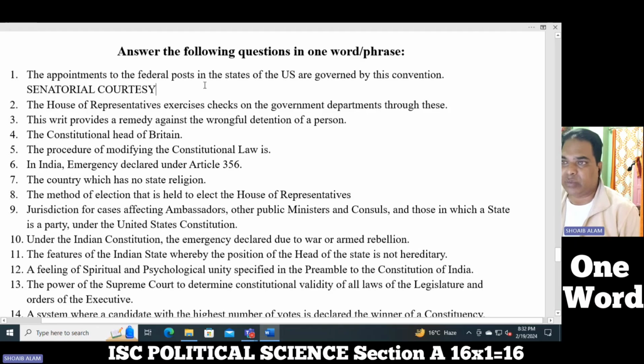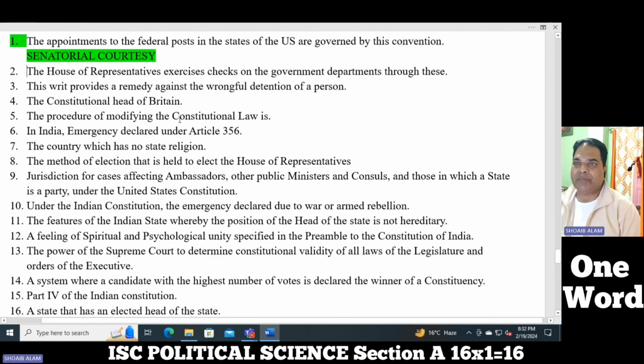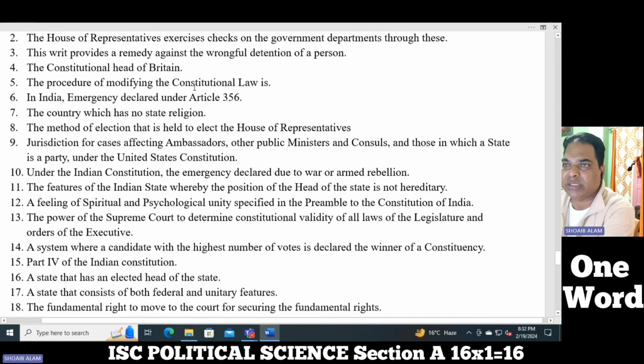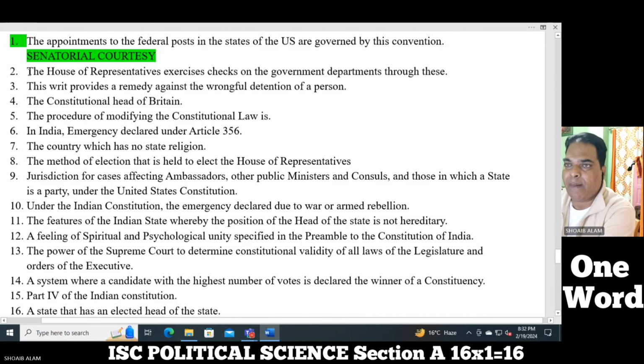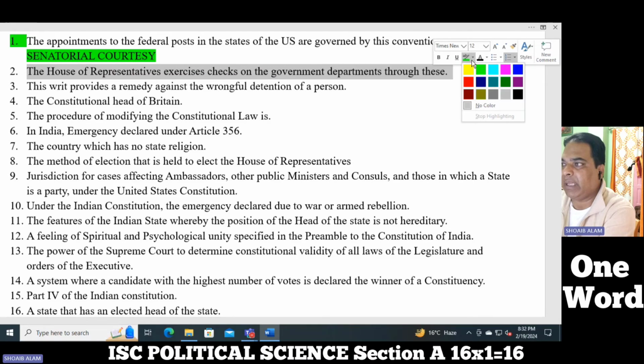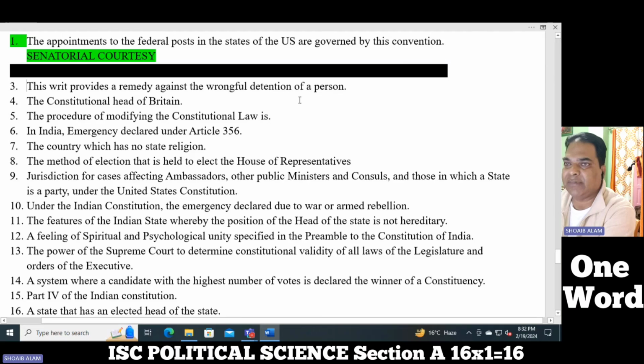Okay, so this word is correct, senatorial courtesy. Next one, the House of Representatives exercises checks on the government department through this. So what should be the term used over here? Okay, this we are going to skip. The question is wrong. We will make it dark.